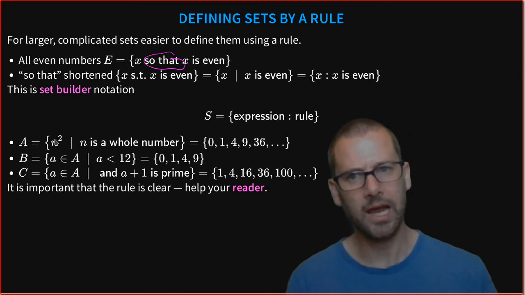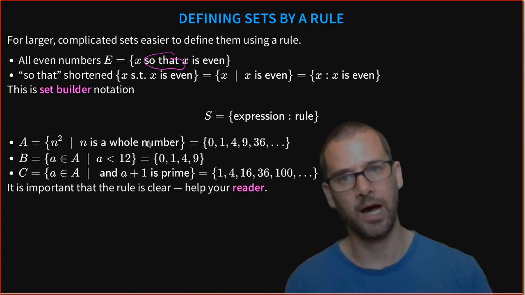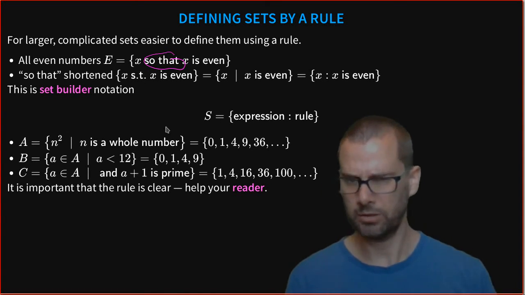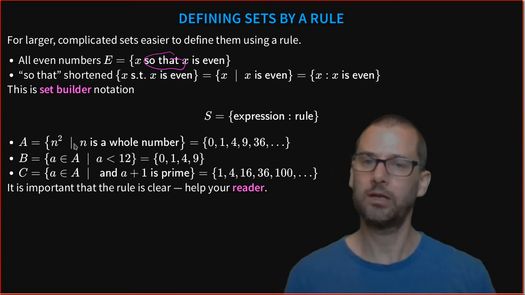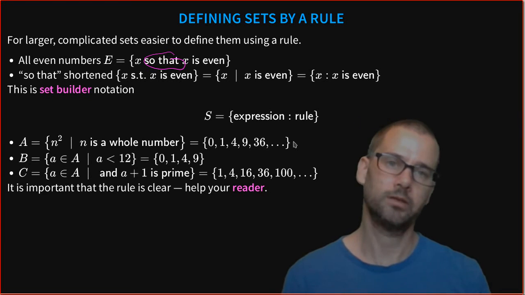Notice what I did there. N squared so that n squared is a whole number. I'm reading that vertical bar or the colon to mean "so that", so it's kind of a sentence here. N squared so that n is a whole number is just the set 0, 1, 4, 9, 36, etc.